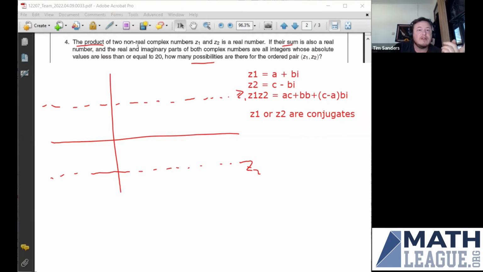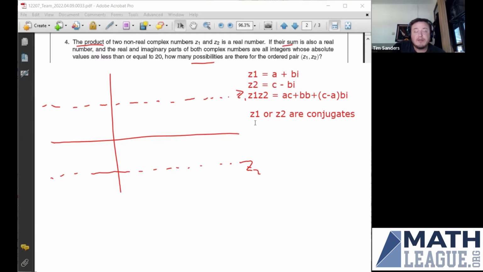Right? So the product of these is a real number. We know the product of two conjugates is a real number. Their sum is also a real number. We know that the sum of two conjugates is going to be a real number. And the real and imaginary parts are all integers whose absolute values are less than or equal to 20. Okay. So it looks like we're just dealing with conjugates.